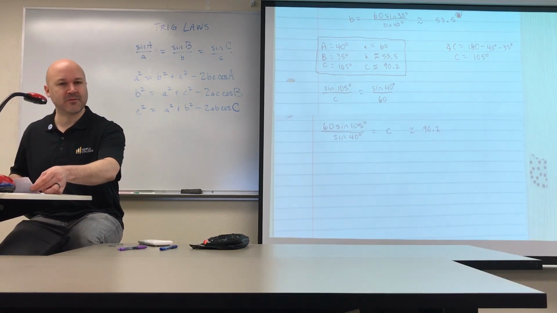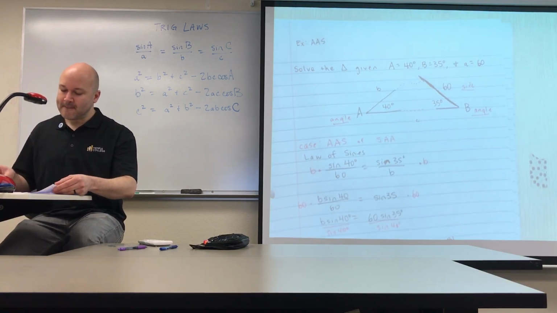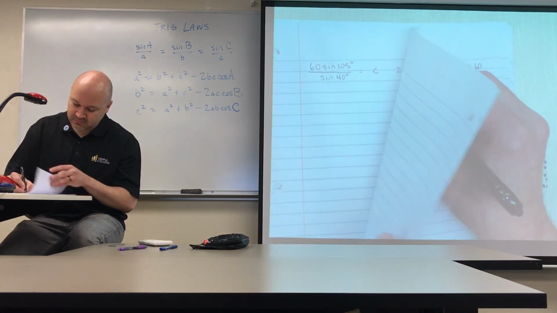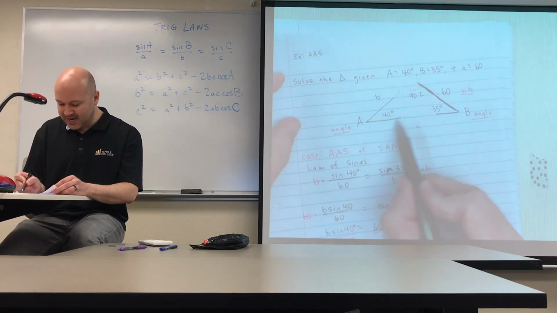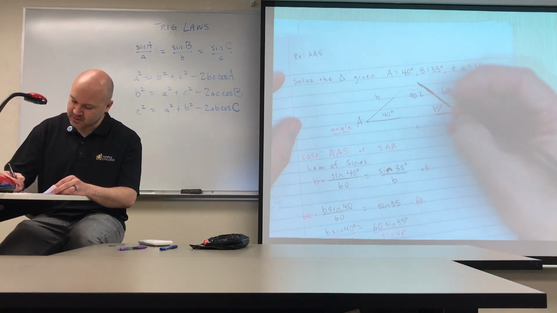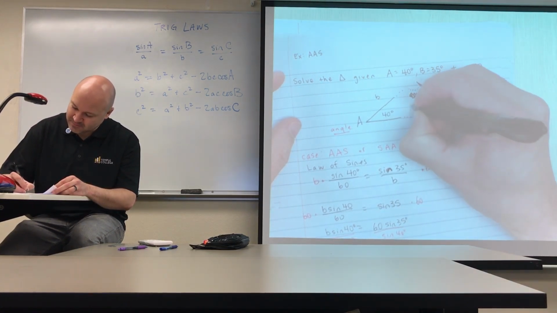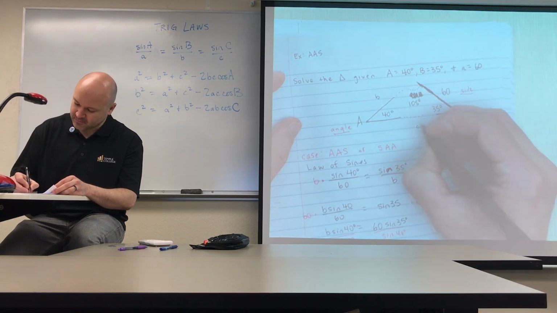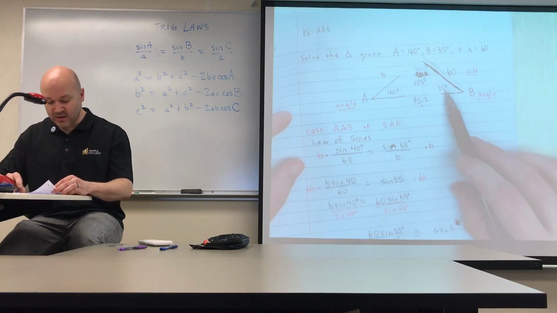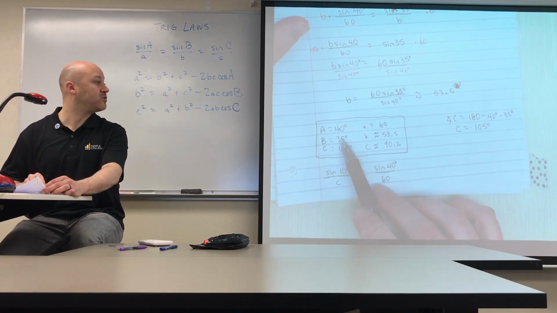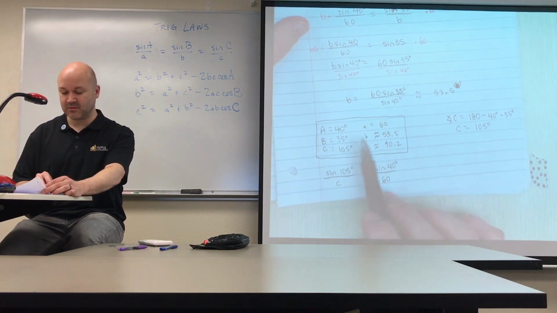Something to notice about these triangles: the bigger the angle, the bigger the side length. The smaller the angle, the smaller the side length, and the medium angle gets the medium side length.